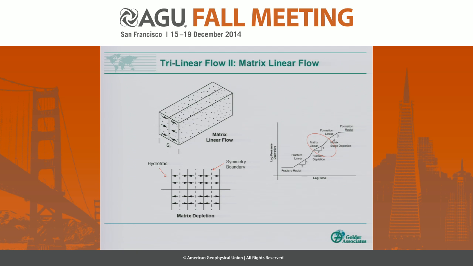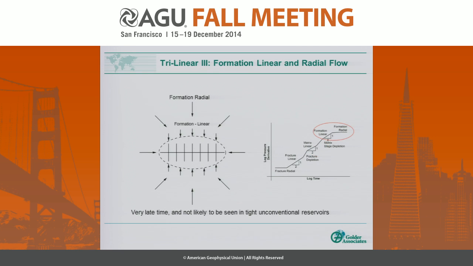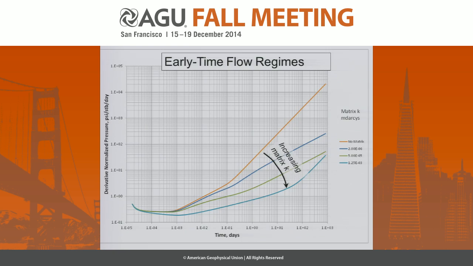And then once the fractures start to interfere, you get another depletion. And then finally, the entire stimulated footprint of this thing can act as a single linear source to give you formation linear flow, which you probably don't see very often because it's rather long in time. And by that point, the rates are really pretty uneconomical in most things.